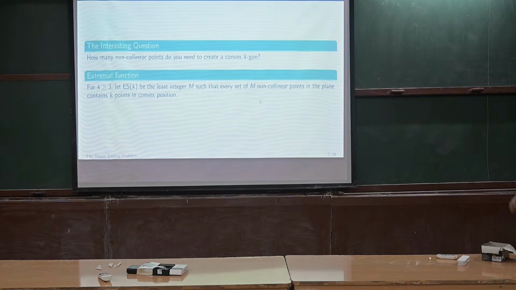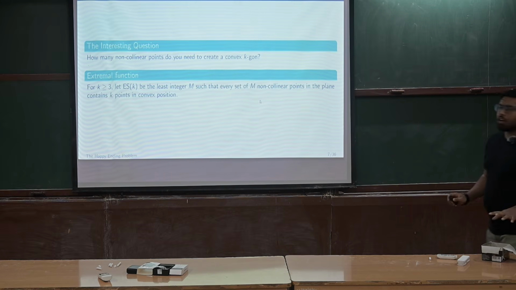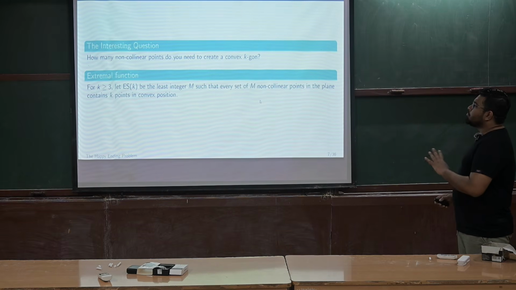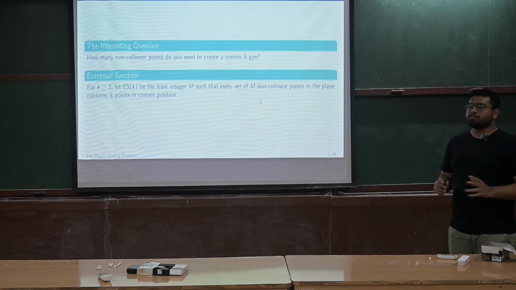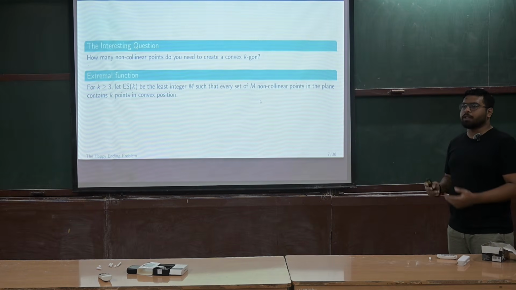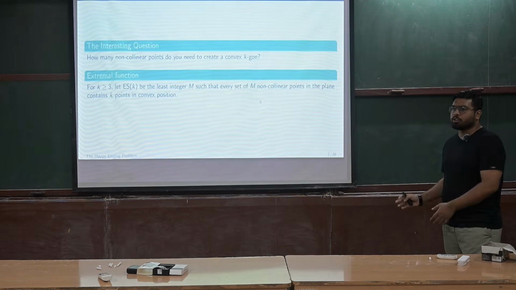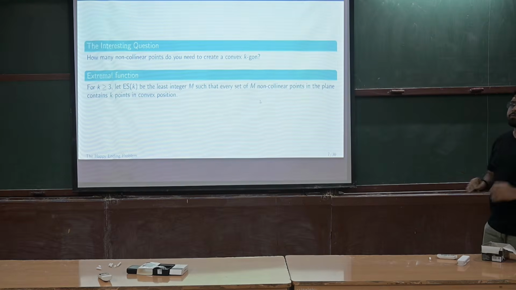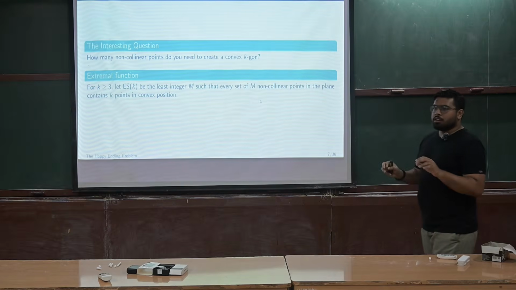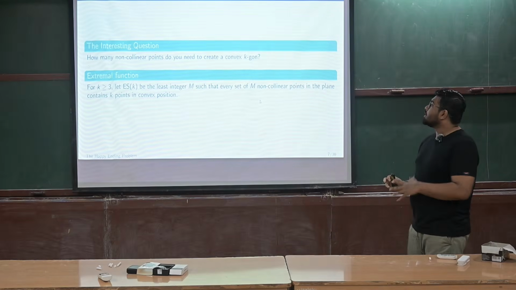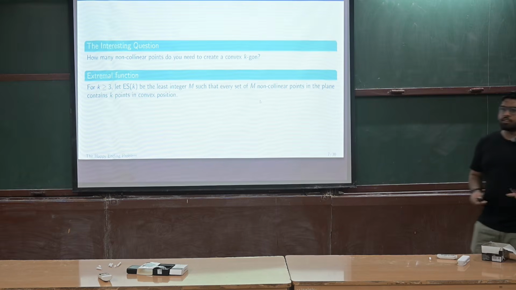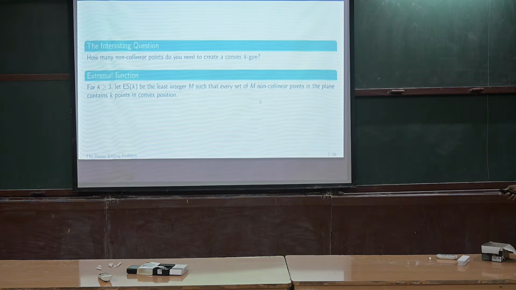And that is what the happy ending problem asks. How many non-collinear points do you need to create a convex k-gon? Let me mention that, so I don't have to say every time that every set of 3 points is non-collinear, whenever I say non-collinear points, I mean that no set of 3 points is collinear.